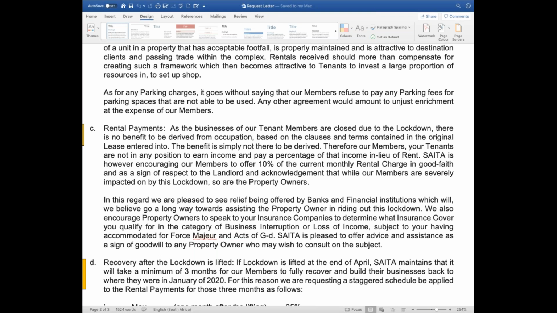Any comments about that before we carry on with, I suppose, the more interesting thing, which is the rental payment itself? Yeah, we're happy with that.